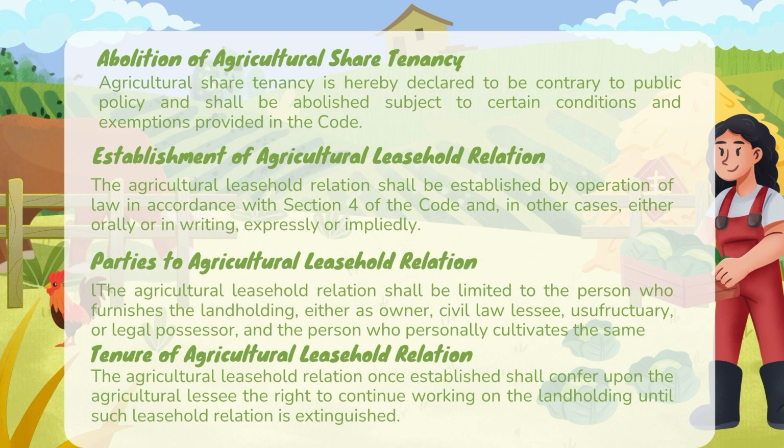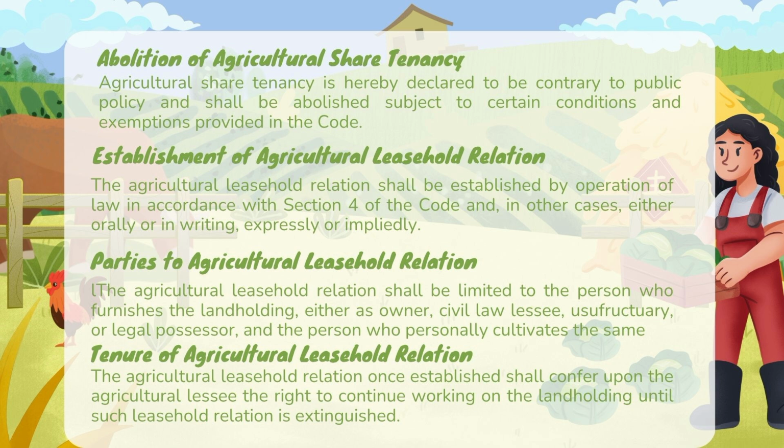The next one is establishment of agricultural leasehold relation. Instead of sharing harvest, the law says that the landowner and the farmer should have a leasehold relationship. The farmer rents the land and pays a fixed amount in money or produce, not a share of the harvest. This can be agreed in writing or verbally.